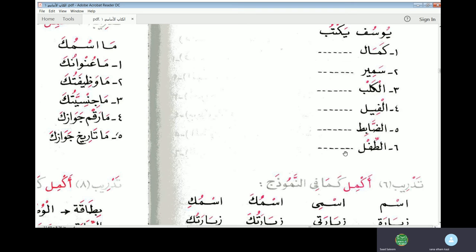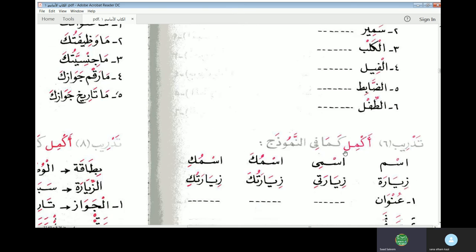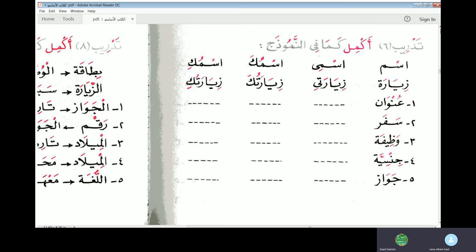Atiflu. Playing is live there. Liable. Atiflu liable. Or Atiflu Jalabu. You can also say Atiflu Jalabu. The child is playing.